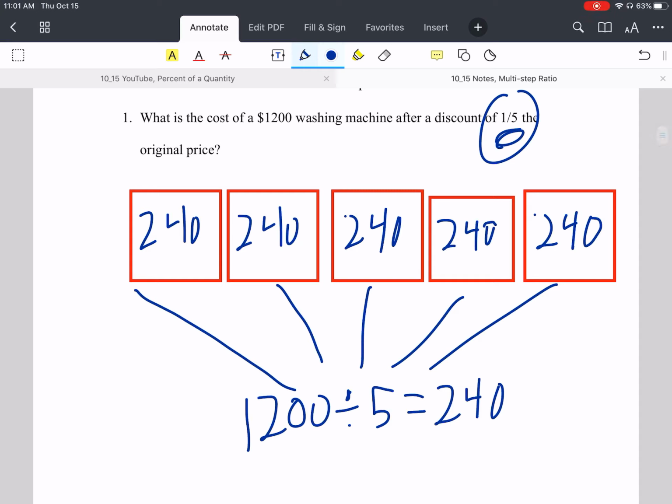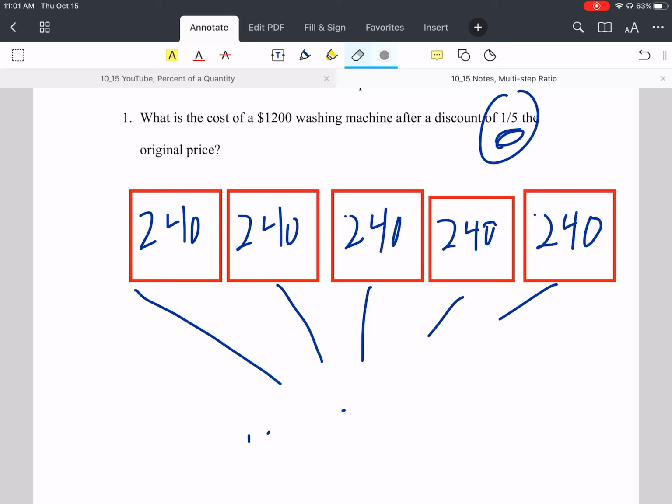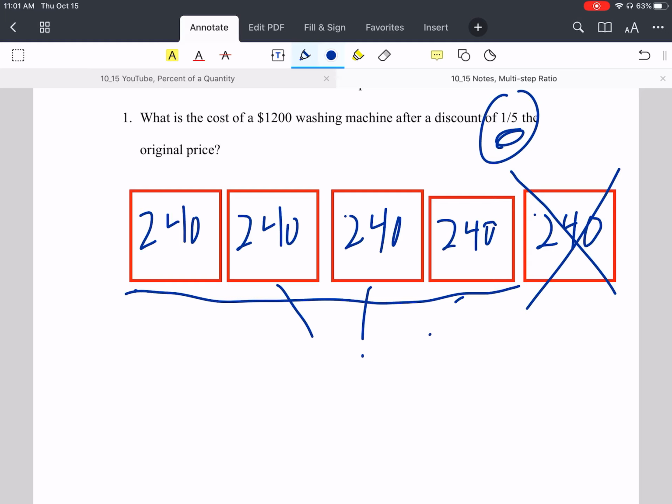Now, using that information, we can see that we are taking 1/5 off of the price. So you have some options. We can either take away one of our 5 boxes, which would be 1/5 of the price off, and our new price will be these 4 boxes left, the remaining 4/5. So we could multiply 240 times 4 to get $960 as our new price.